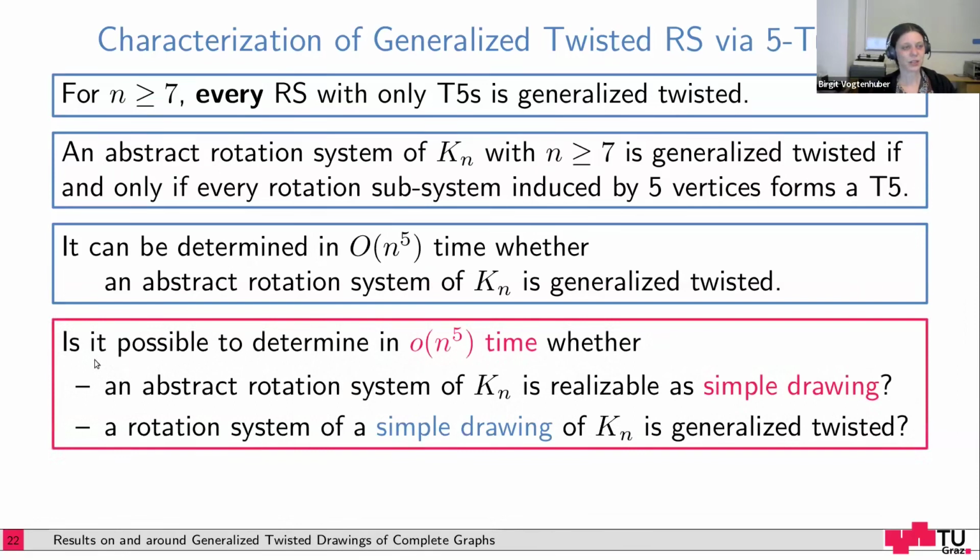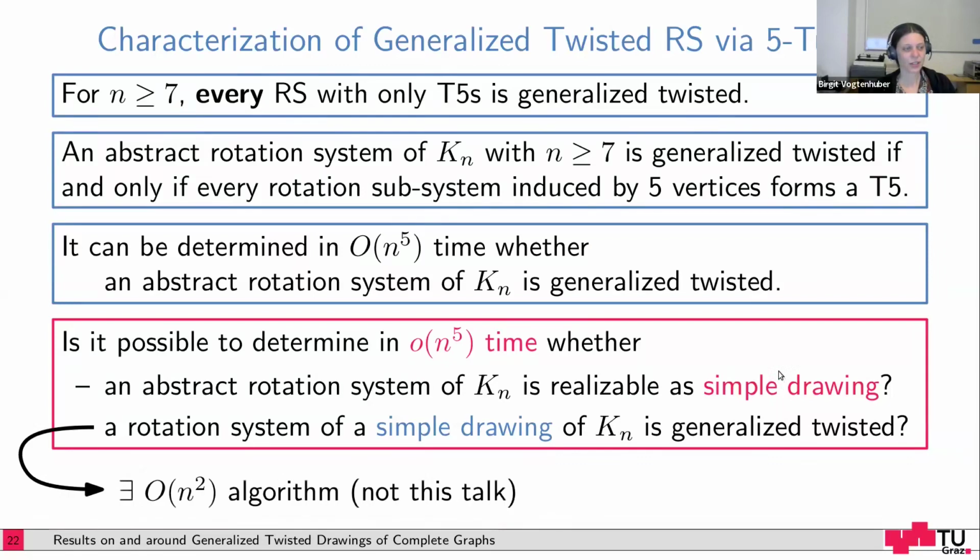Two open questions in this direction would be whether it is possible to determine in less than O(n^5) time whether an abstract rotation system of the complete graph is realizable as a simple drawing, or also whether a rotation system of which we already know that it's realizable as a simple drawing is generalized twisted. For the first question here, I don't have an answer. For the second question, I have, but I won't manage it in this talk, definitely.